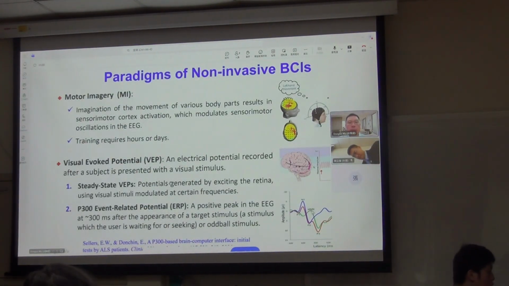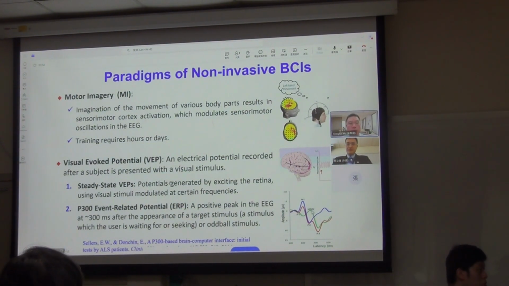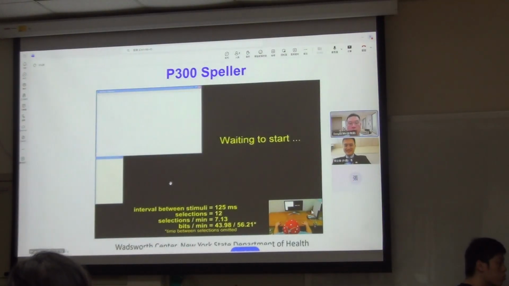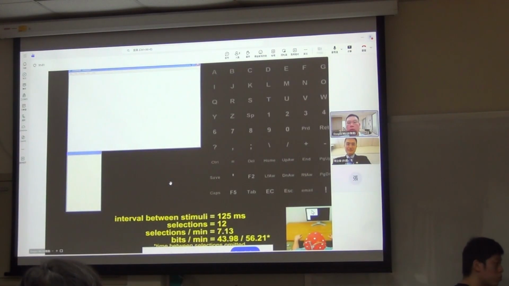Okay, the last paradigm is P300 event-related potential, which is a positive peak in the EEG signal at about 300 milliseconds after the appearance of a target stimulus or audible stimulus. This paradigm can also be used for text input. This is a simple demonstration.